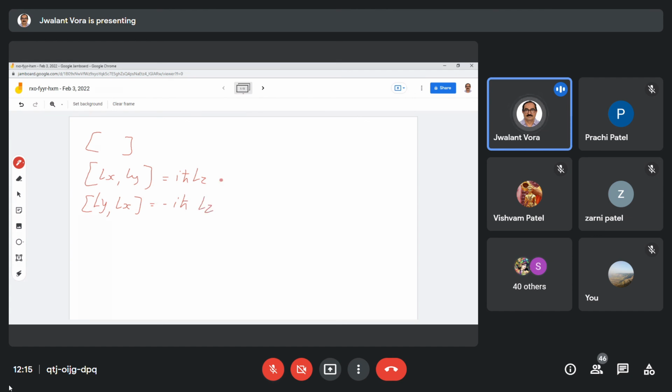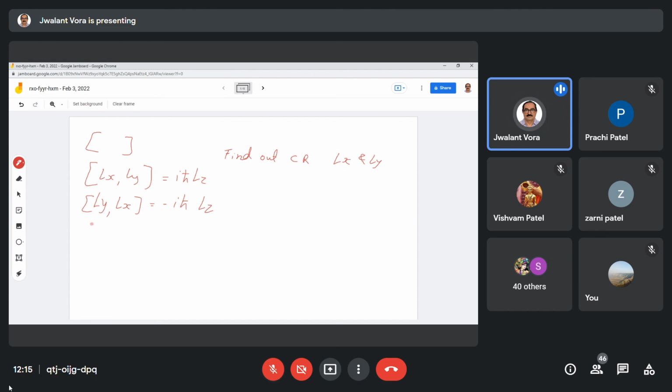This question can be asked in different ways. Find out the commutator relationship between Lx and Ly, the angular momentum operators. Find out the commutator relationship between the angular momentum operators Lx and Ly.